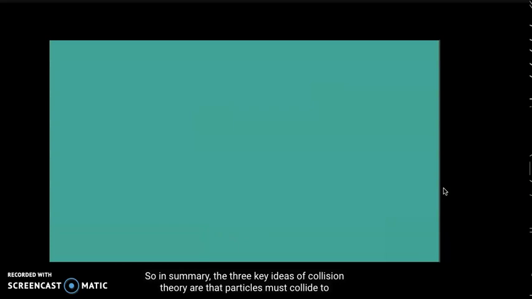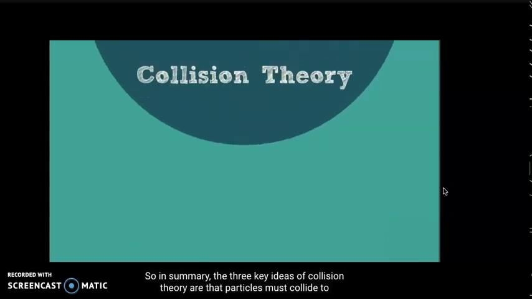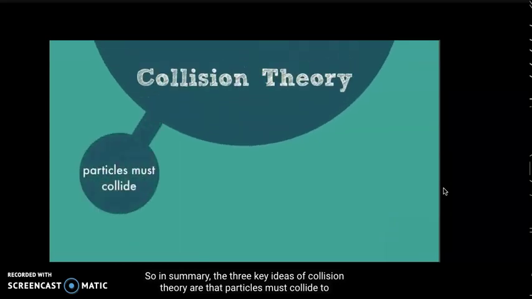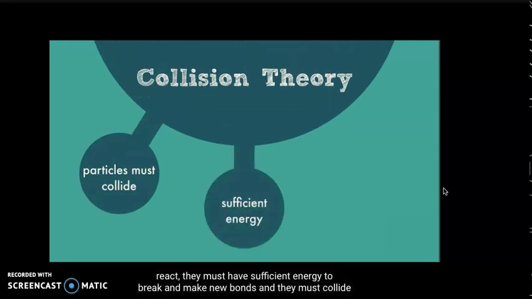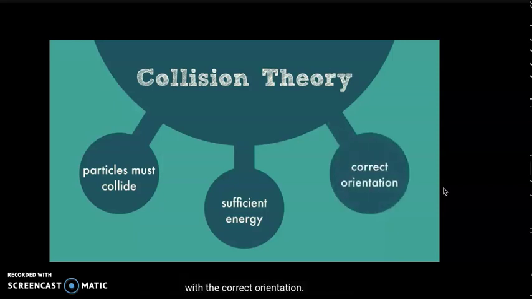So in summary, the three key ideas of collision theory are that particles must collide to react, they must have sufficient energy to break and make new bonds, and they must collide with the correct orientation.